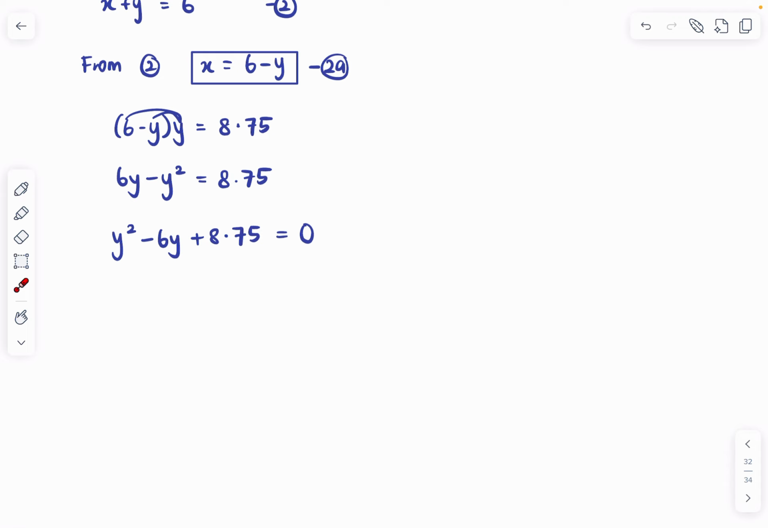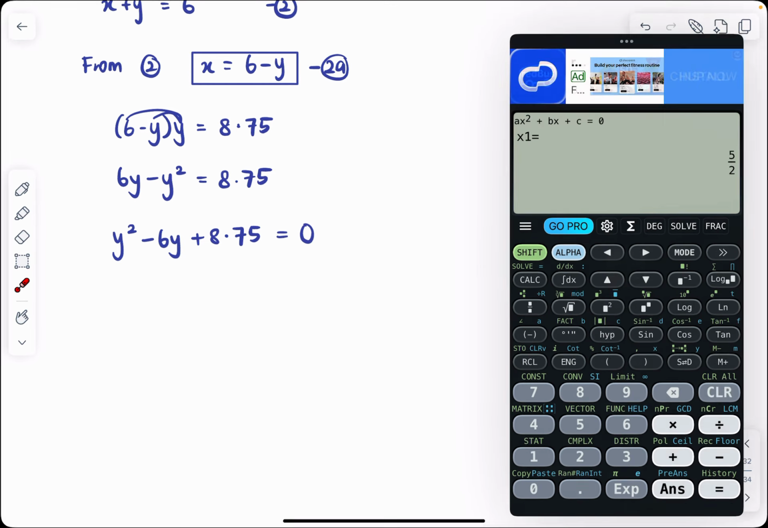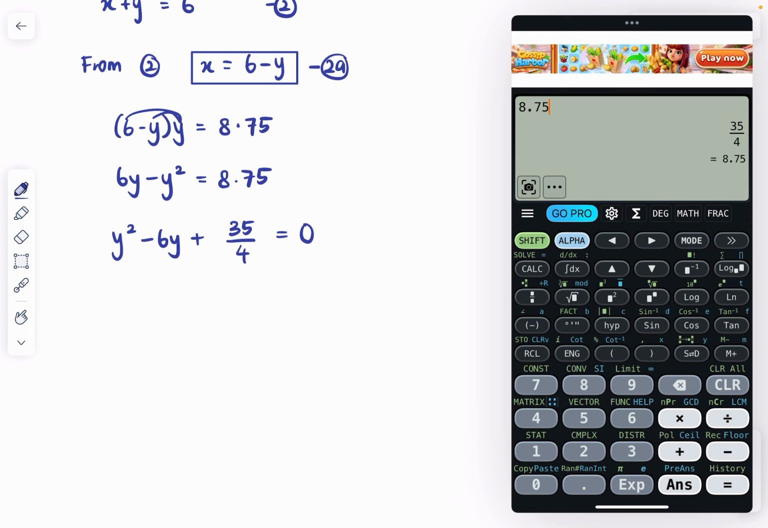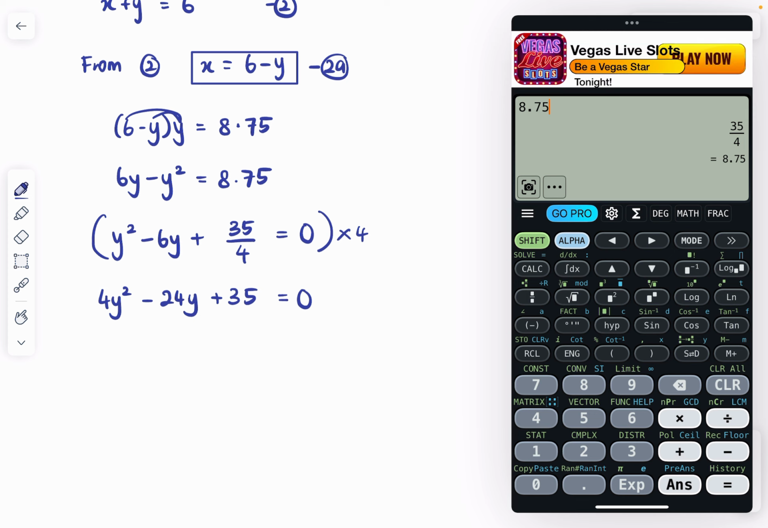Okay. Here when we want to factorize, we cannot have a decimal. So let's find out what 8.75 is in fractions. 8.75 is 35 over 4. And when you want to factorize, you cannot have a fraction. So the whole equation we times 4. 4y squared minus 24y plus 35 equals 0. Okay, now we can factorize.